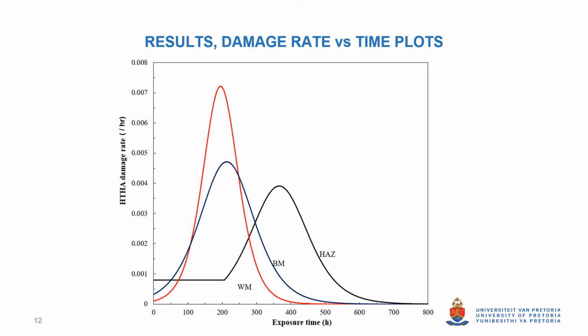The comparison of the damage rates of the various zones provides insights which are important for both quantitative and qualitative management of the HTHA damage process. The comparison shows that the damage processes start slowly for the weld metal and the base metal as time increases, where the damage rate remains constant for a period for the HAZ, whereafter the damage rate starts to accelerate. For all zones, the damage rate rises to a peak value, whereafter it decelerates.